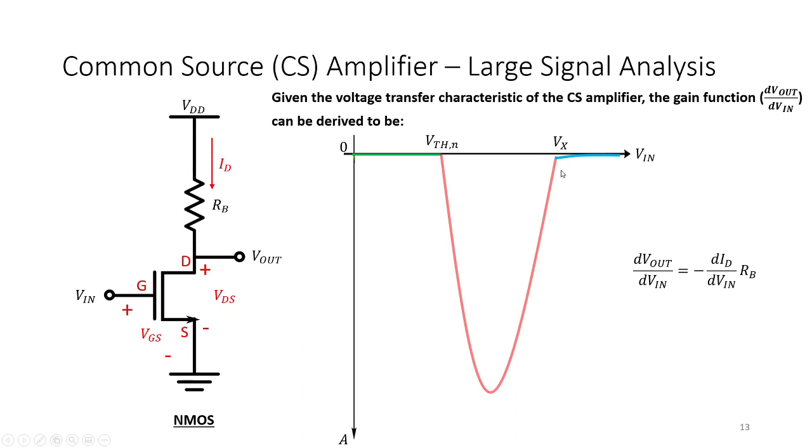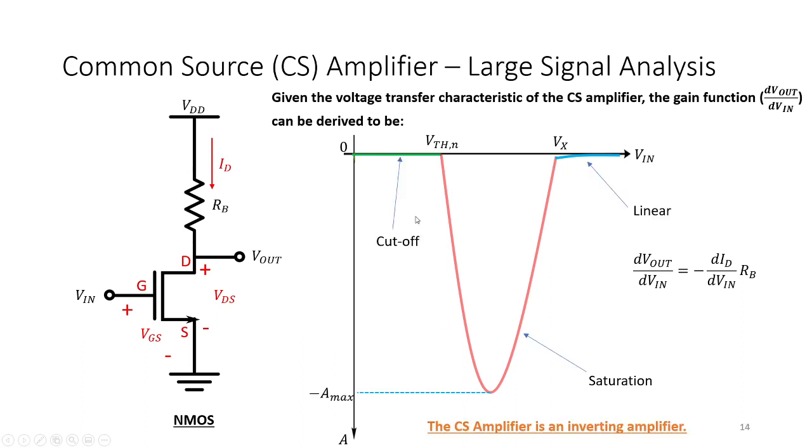So that's why you can see this one. At cutoff, we expect that the gain is 0, and in the linear region it is almost 0 or very, very low. Mostly, the gain can be seen when the amplifier operates in saturation. There is a peak here, let's name it Amax, which is the maximum gain. As you can see, because it has a negative gain, this is an inverting amplifier.